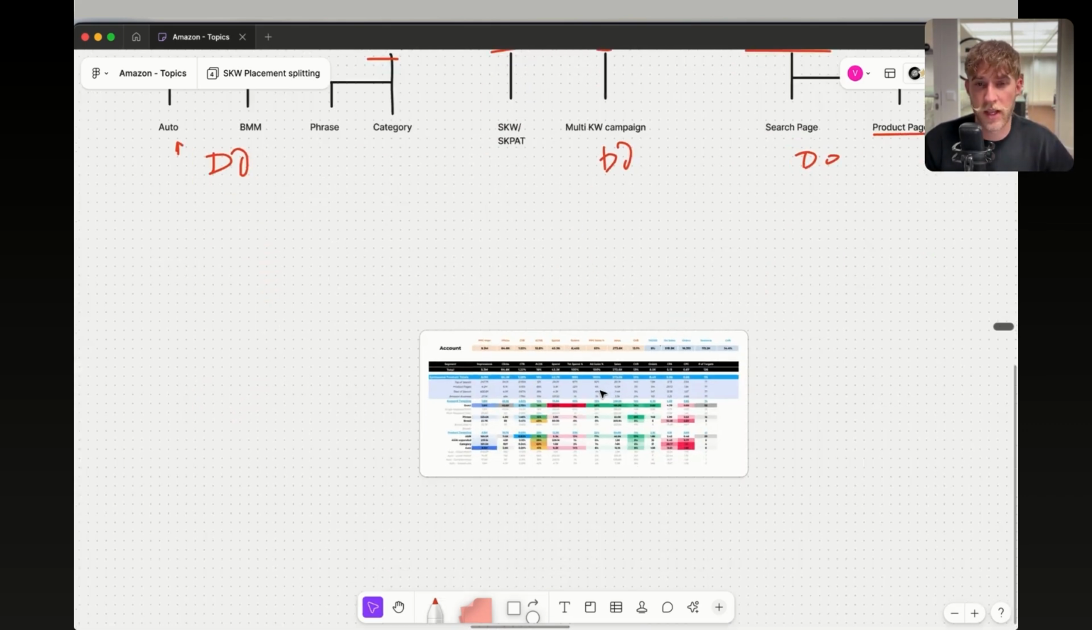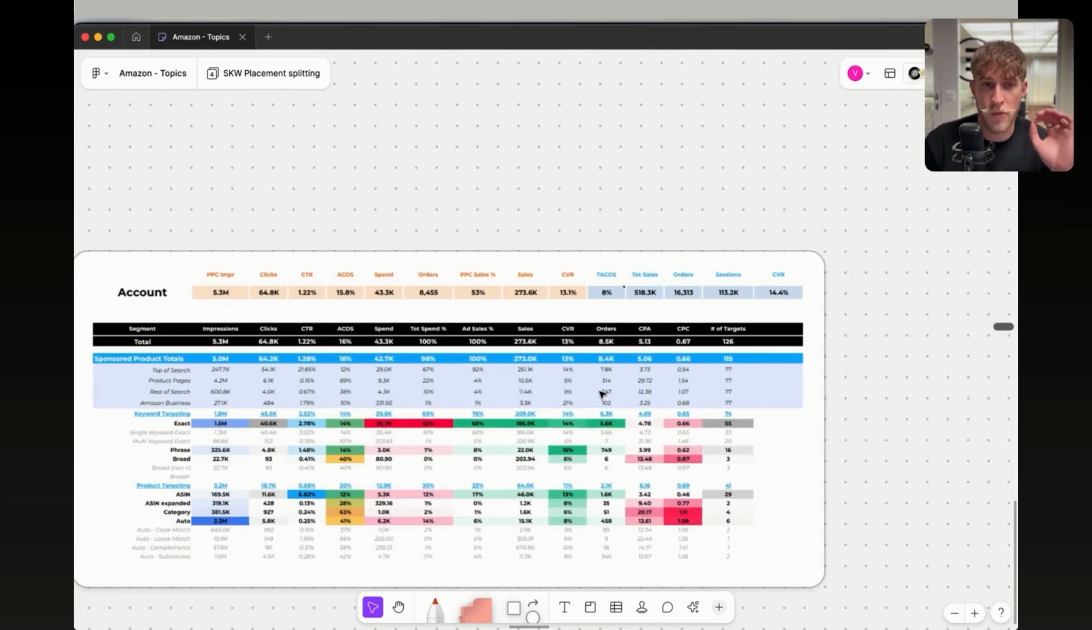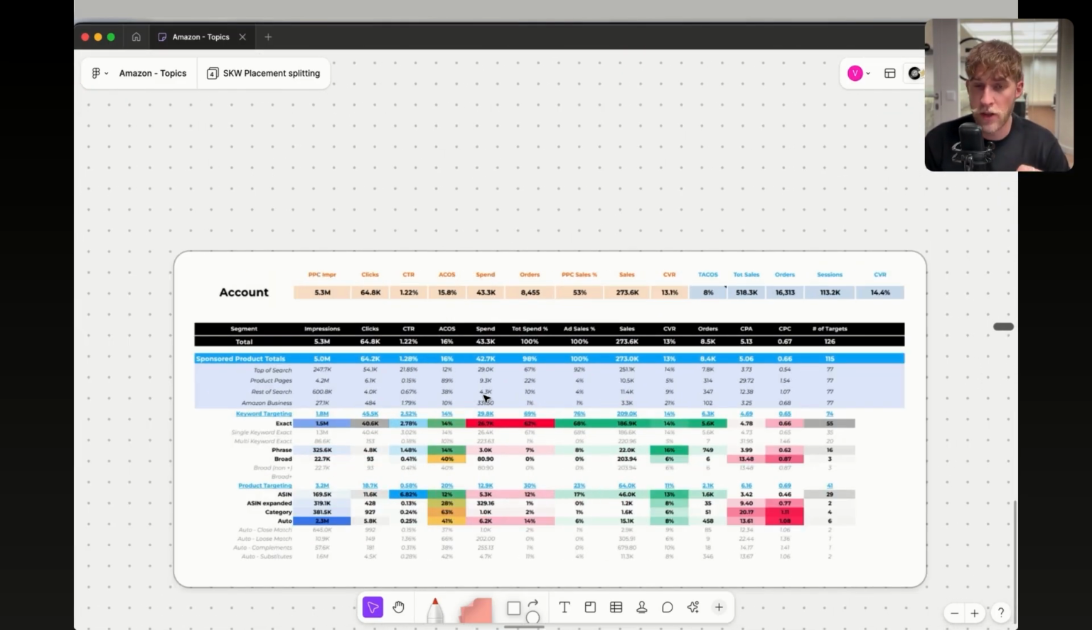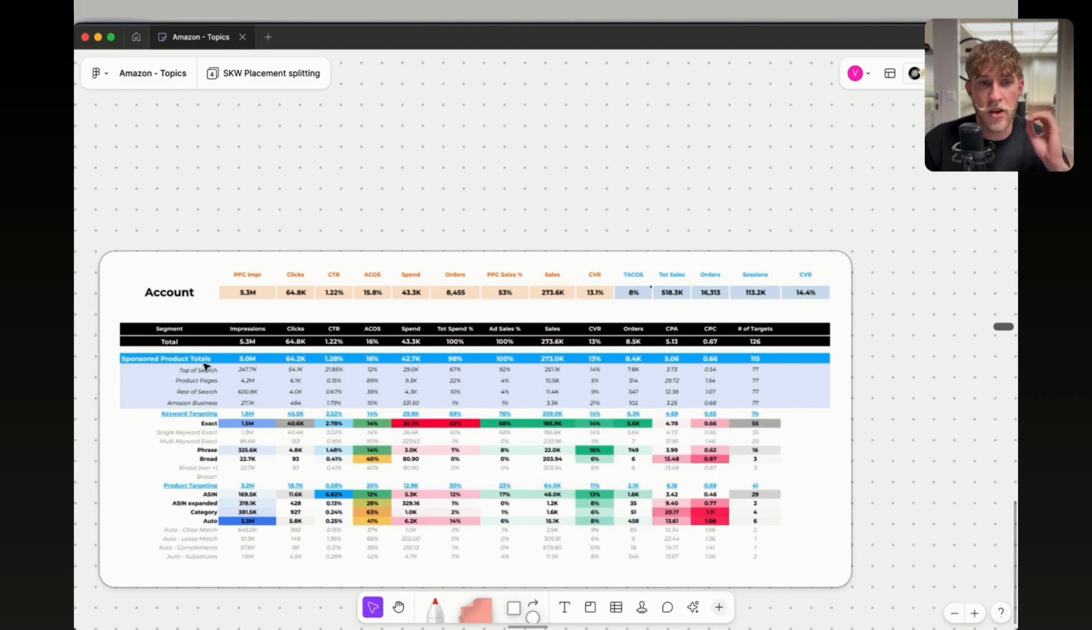But for now, I just want to clarify one thing. You have to get a proper tool for analytics. I'll share all the tools at the end. As I said, here you have to differentiate between top of search, product pages and rest of search. Most of your money should go to top of search. In this case, it even has the best performance. Why? Because we are on the long tail.